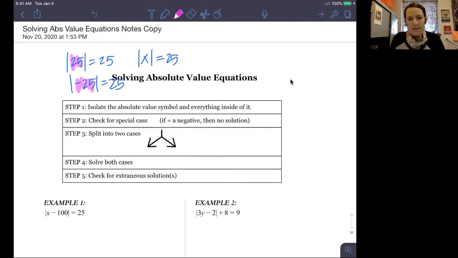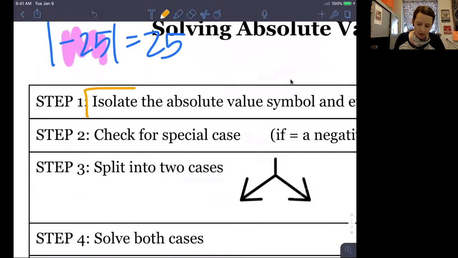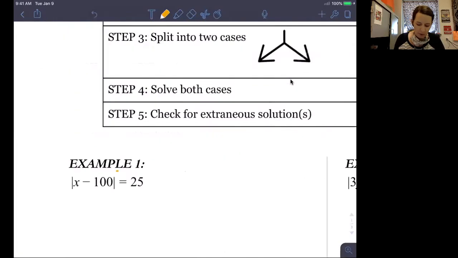Okay, so you'll see up here some steps listed. We're just going to jump in with example number 1 and start with step 1 and go from there. Step 1 says that we need to isolate the absolute value symbol and everything inside of it. So isolate, if you recall, means to get alone or get by itself. So we need the absolute value to be the only thing on one side of our equation. In example 1, we see that it's already by itself over here on the left side.